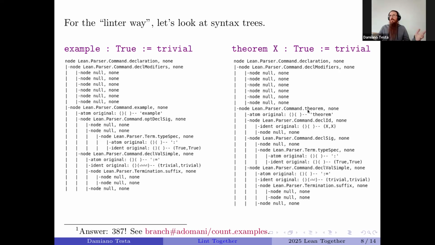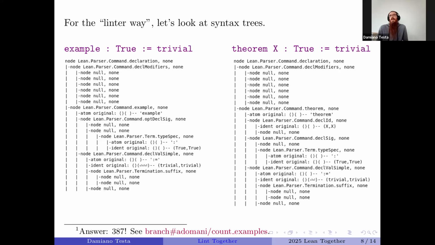So if I had access to the syntax, I might just go ahead and say, well, look at all the commands that you have and see if you ever have a node that has the syntax node kind, that's what it is, that ever has Lean.Parser.Command.example. And if you have it, count it, and otherwise don't do anything with this node. I did this experiment, and it turns out that there are 387 examples in Mathlib. Okay? So our estimate was okay, but it was not really good.